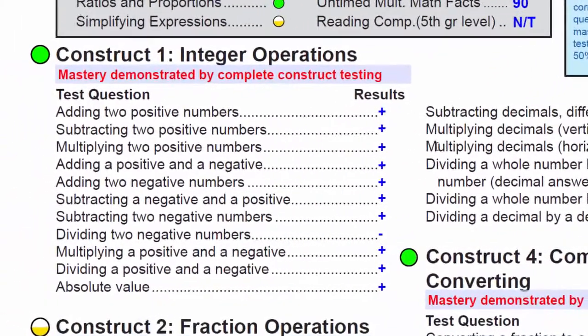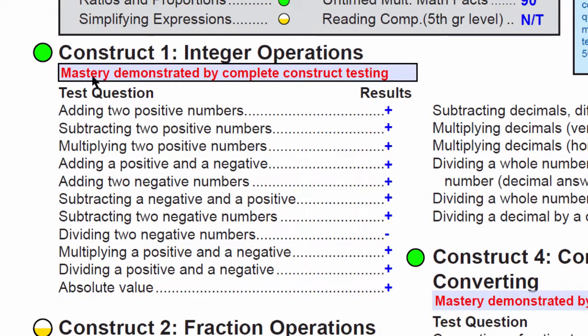If we scroll down, you can see construct 1. He has mastery demonstrated by complete construct testing. So that means he got the pre-screening question wrong, so we turned on the additional sets of questions, and you can see really all of the areas he got right except for dividing two negative numbers. So this minus sign is the instructional point in this particular area.